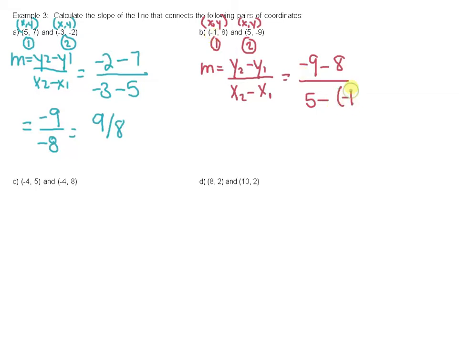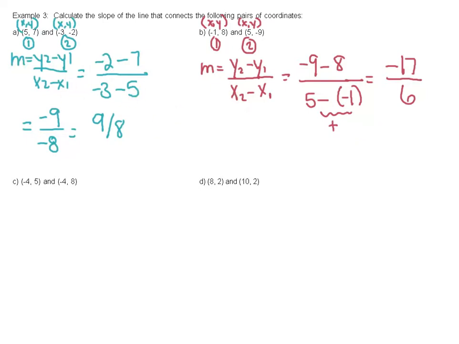So we actually have to put that in brackets, and that's really important because this double negative is going to turn it into a positive. So it's going to be -9 minus 8, I get -17. And this is basically 5 plus 1, so I get 6. Okay, a lot of students get marks off on that.